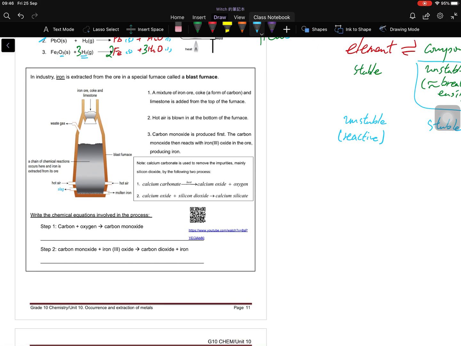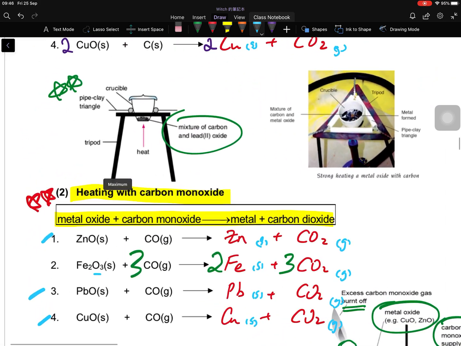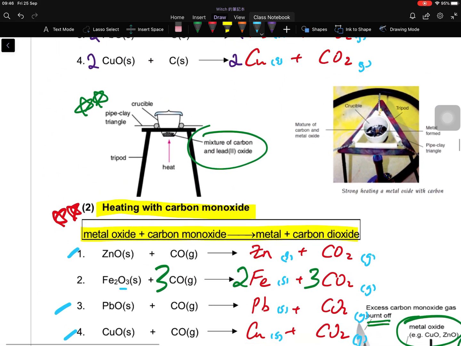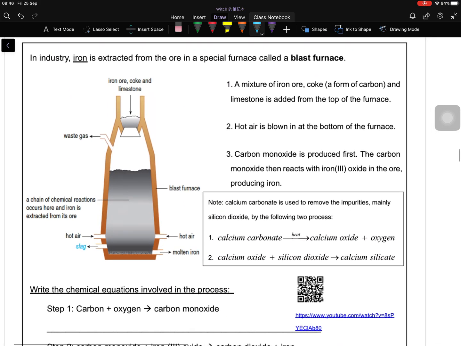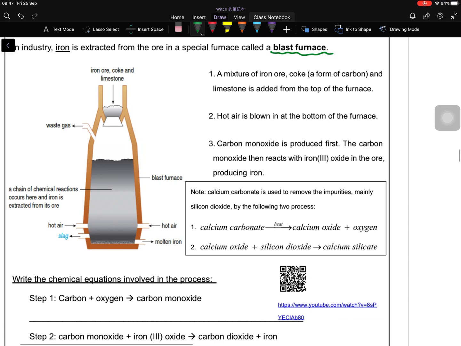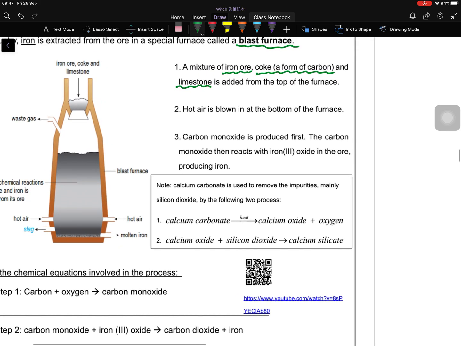Here is the laboratory setup for extraction. So how about the industrial setup? The industrial setup is something like this. We have something called a blast furnace. You just need to know the name, no need to memorize. Now first, inside the furnace, we mix the iron ore and coke. Now, coke is not a soft drink. Coke is a kind of carbon. And limestone: here it shows the limestone is used to remove the impurity first.